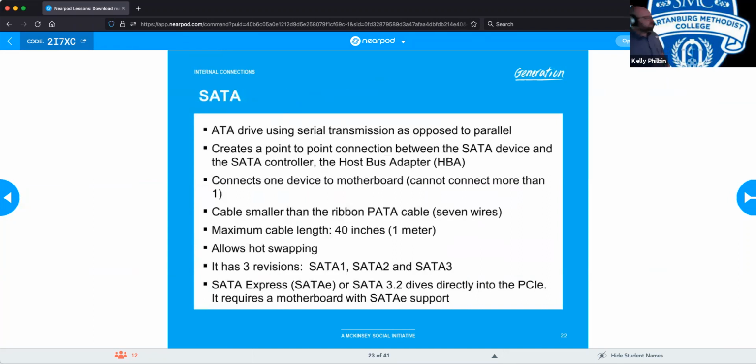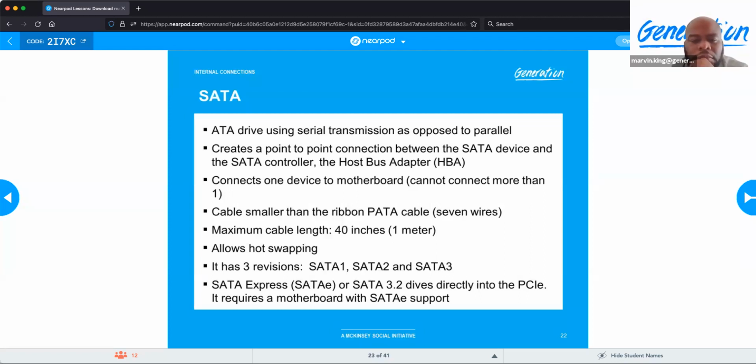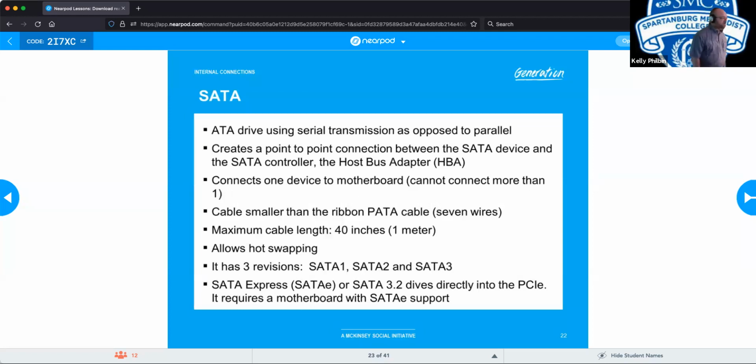Next, SATA. It uses serial transmission as opposed to parallel. That's where the S comes in. Creates point-to-point connections, utilizing the host bus adapter. Connects one device to the motherboard, cannot connect more than one. Your motherboard then becomes the interface between the drives, rather than having multi-connections on a single cable. It is smaller than the PATA. It is not that wide fat ribbon. It is a much smaller form factor.